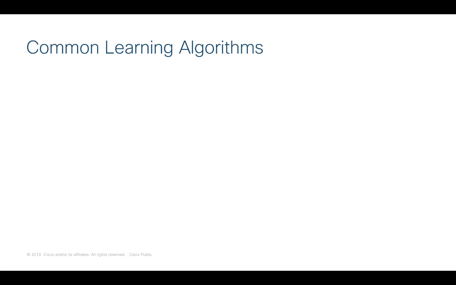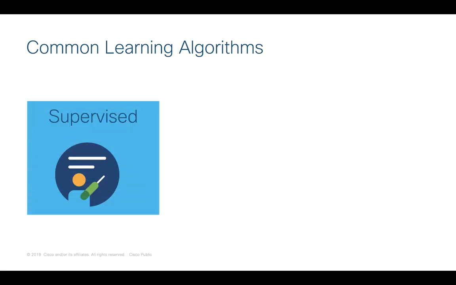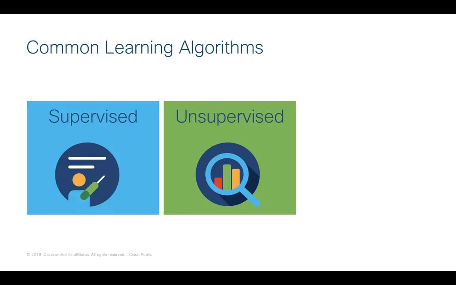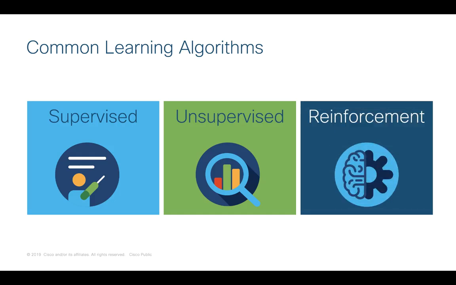We only have a limited amount of time here, so we're going to talk about the three most common learning algorithms today. The first is known as supervised machine learning. The second is known as unsupervised learning. And finally, we'll be covering the third, which is reinforcement learning.